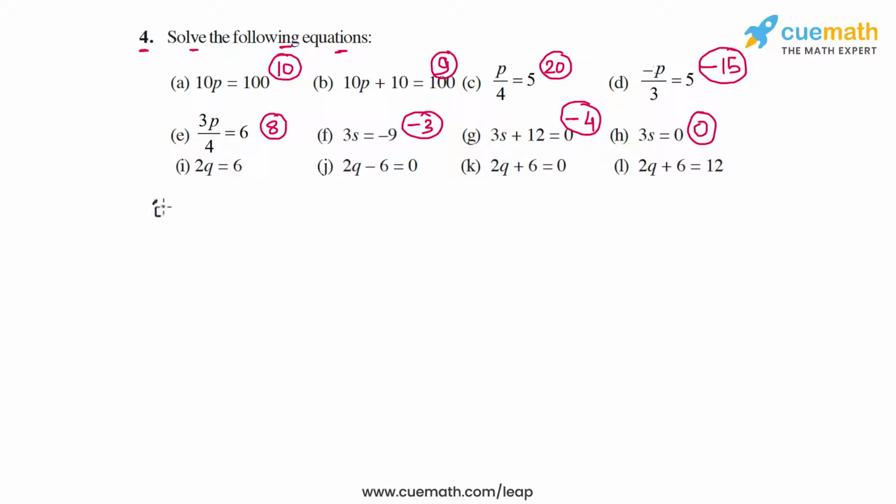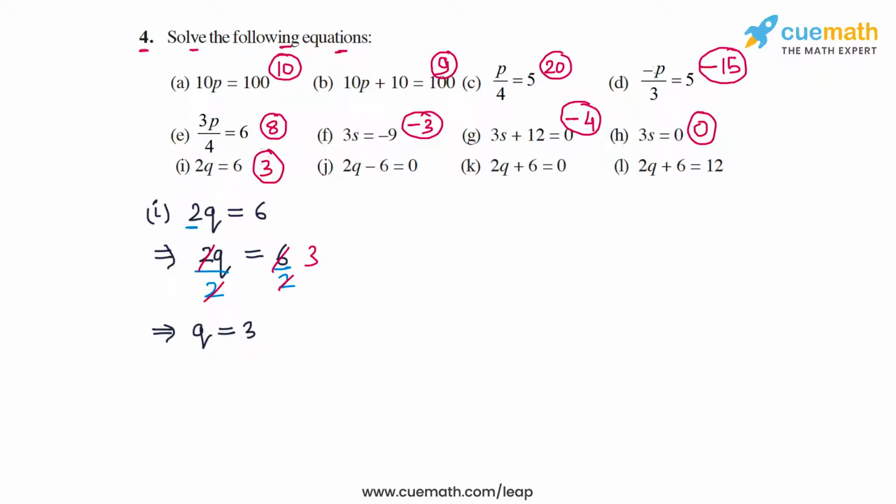In part I, the equation is 2q is equal to 6. So to get rid of this 2 on the LHS, we will divide both sides by 2. So we have 2q is equal to 6, and we are dividing the LHS and the RHS, both of them, by 2. So on the LHS the 2's cancel out. On the RHS 6 by 2 is 3. So we get q is equal to 3. This is the solution in part I. q is equal to 3.